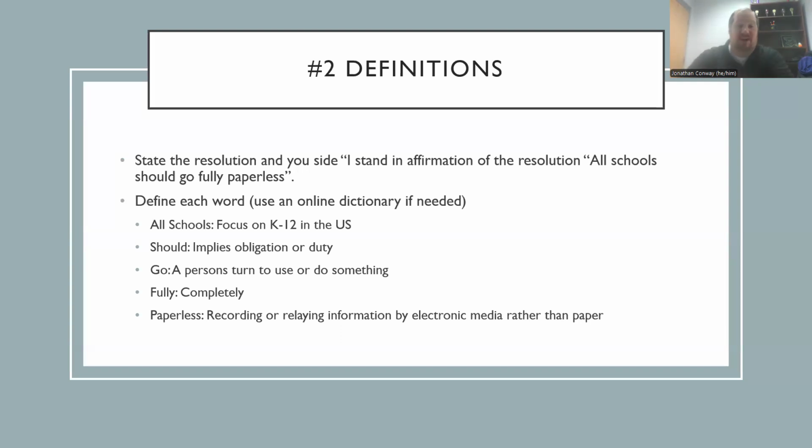You want to then define each word, even if it seems a little unnecessary. Give some sort of context if you don't want to look it up in a dictionary. But some of this is your choice. So all schools we're going to define as K through 12 in the United States. That doesn't necessarily fit all schools, right? But you can see that I'm framing the round. I'm narrowing the scope. I'm scoping it to say we're talking about K through 12 in the United States.